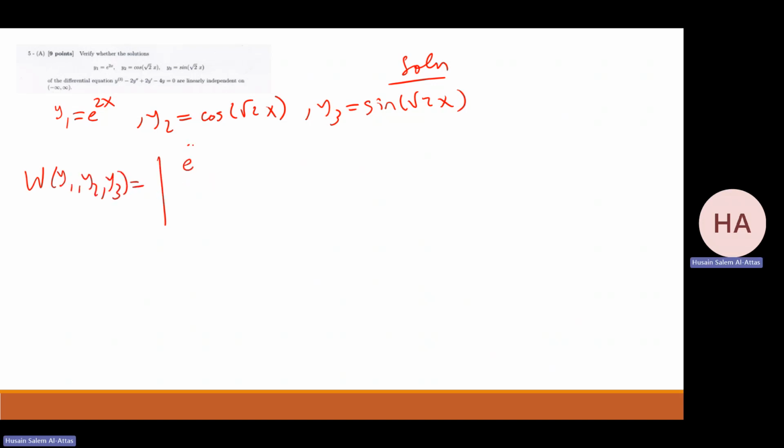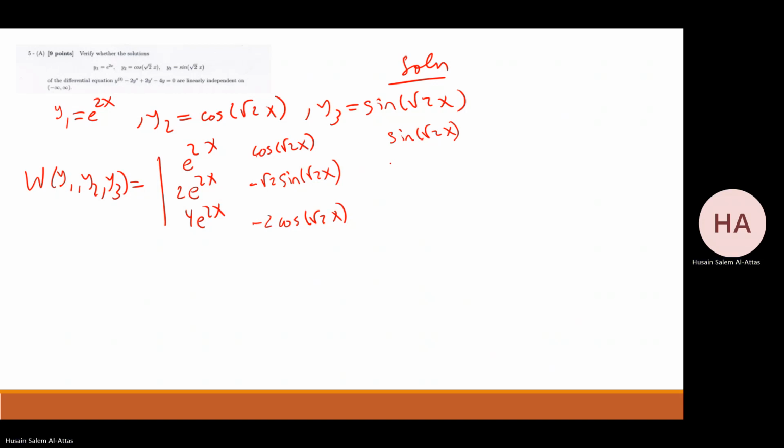I'll do a trick here. The first row is e to x, then cosine square root of 2x, and sine square root of 2x. The derivatives: 2e to x... no, e to x, then minus square root of 2 sine square root of 2x, and square root of 2 cosine root 2 of x. The second derivatives: 4e to x, minus 2 cosine square root of 2x, and minus 2 sine square root of 2x.